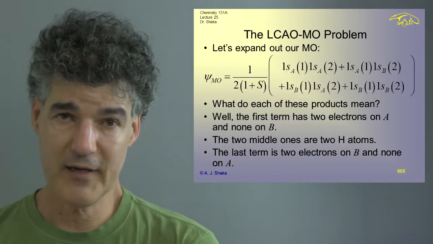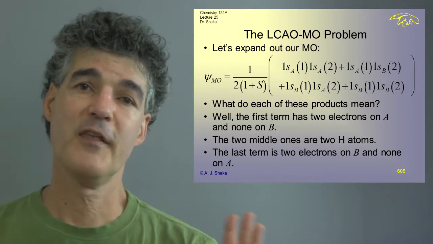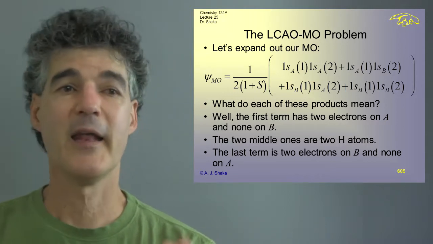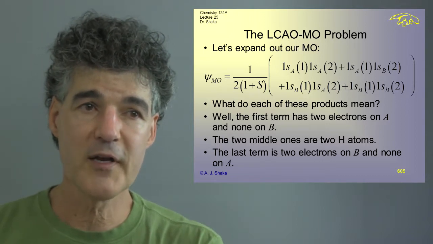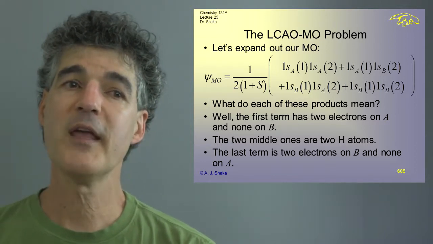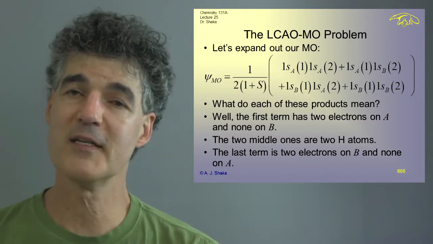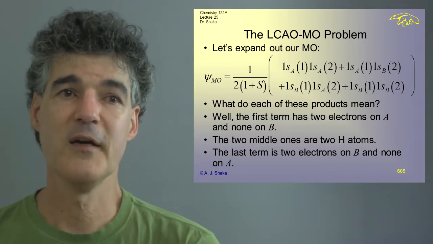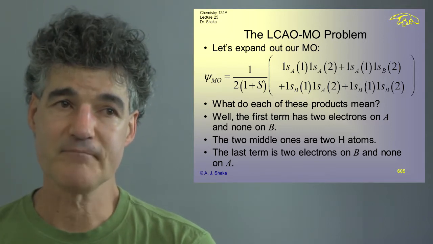And to see what we're doing, here on slide 605, what I've done is I've expanded out all the terms. We have the product of the electron 1 and its MO, and then electron 2 in its MO. And here's what we get. We get 1SA1, 1SA2. And then we get 1SA1, 1SB2. And then we get 1SB1, 1SA2. And then we get 1SB1, 1SB2. What do these four terms mean?